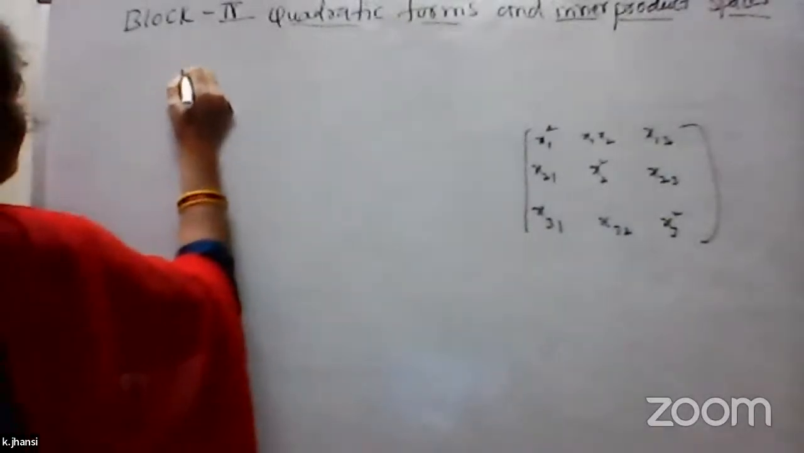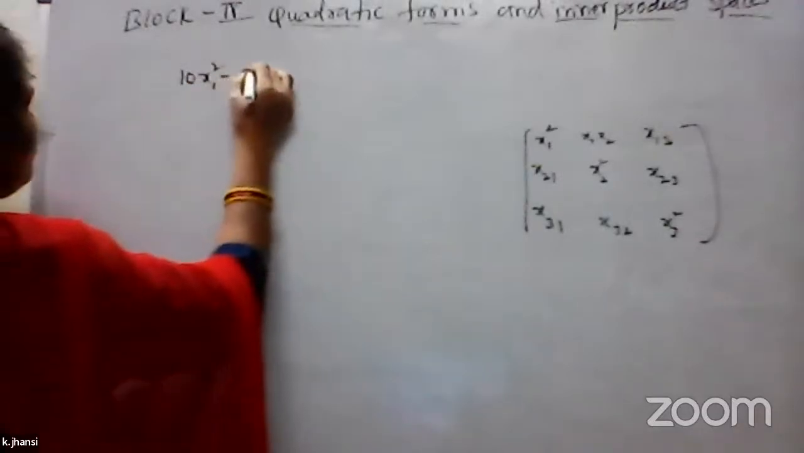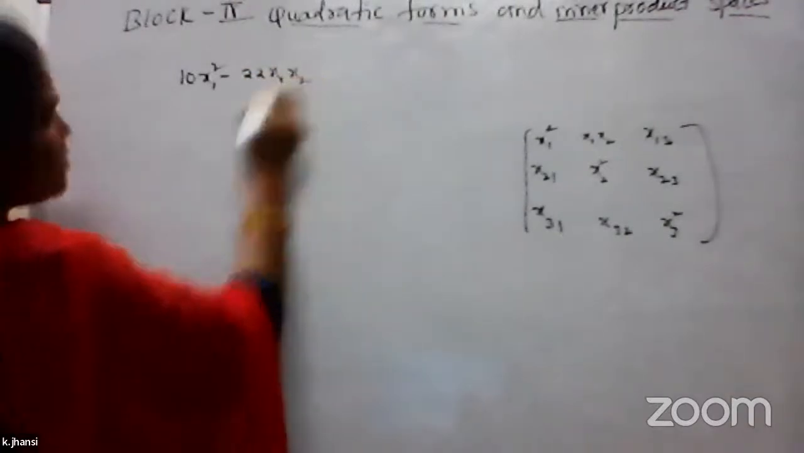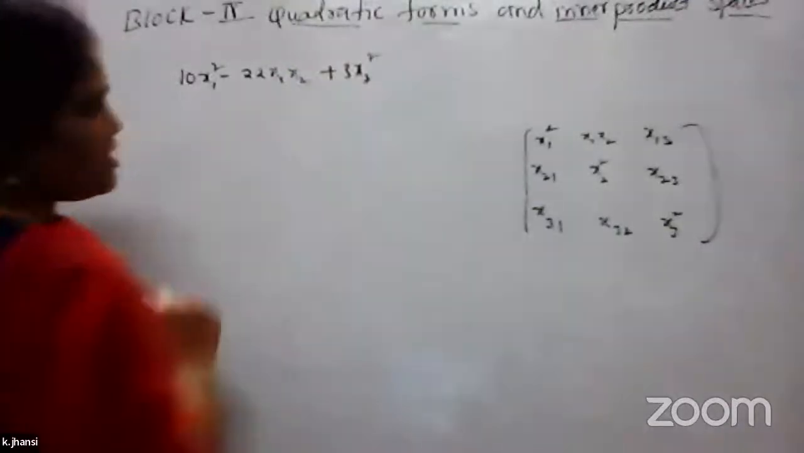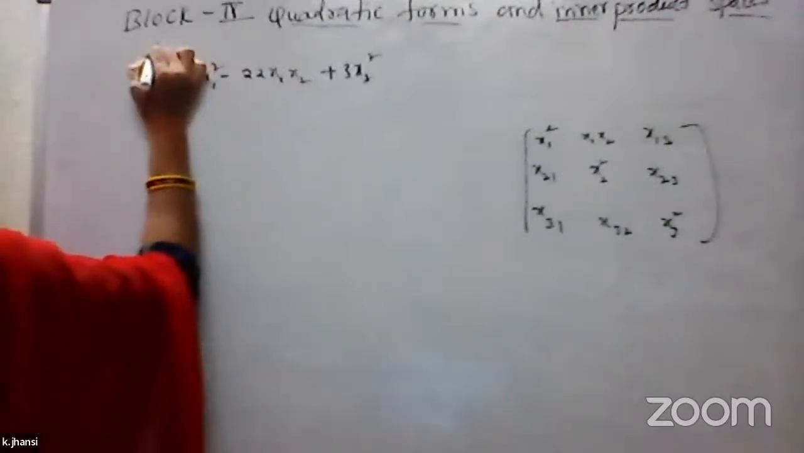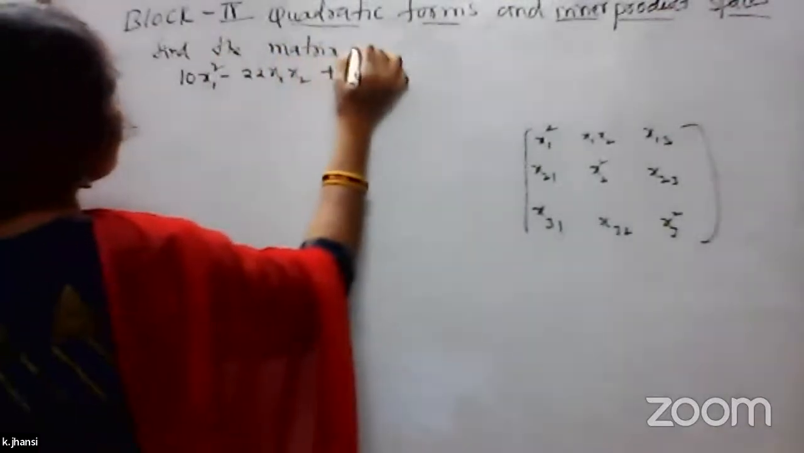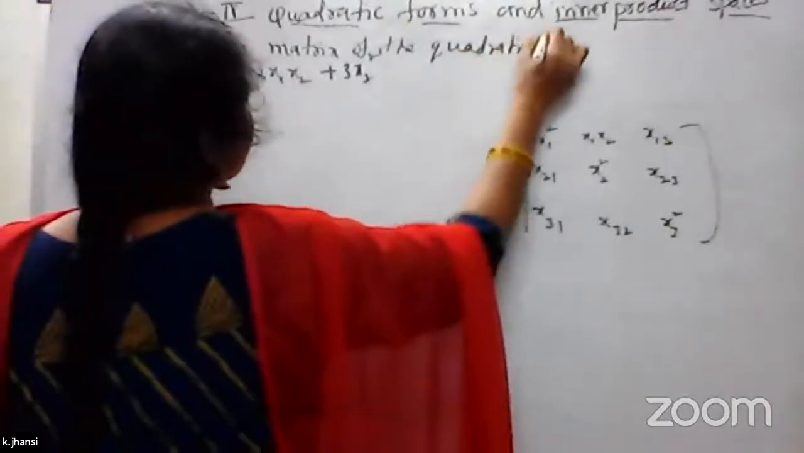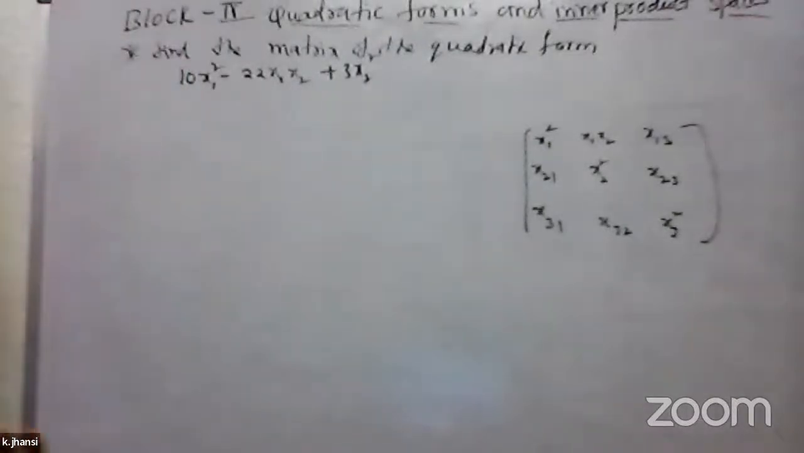See, 10x1 square minus 22 x1 x2 is there, plus 3x2 square is there. Okay. Find the matrix of the quadratic form. So this is the given problem.